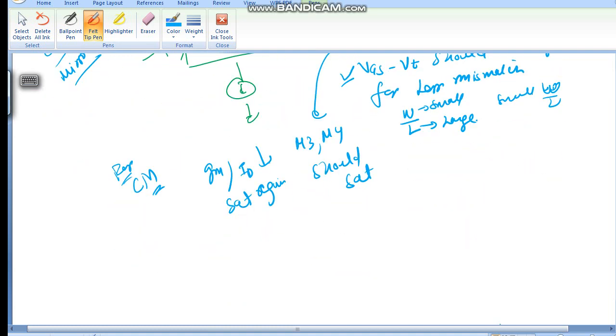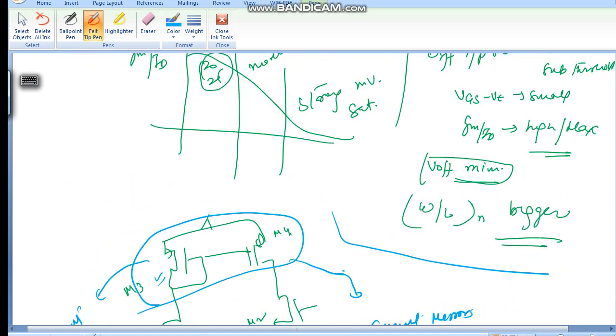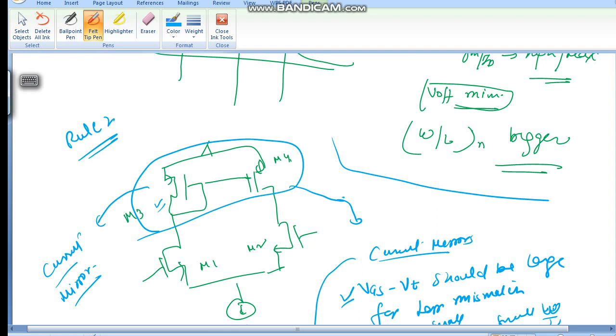Okay, so VGS minus VT large, GM by ID for the current mirror small, and this is possible in the saturation region. So this is rule 2 for low offset, but this has a negative impact.